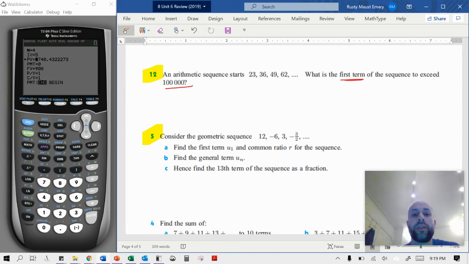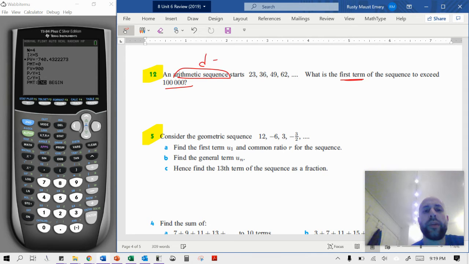But let's first start with what we know. If it's arithmetic, that means there's a common difference. And common difference being if I take 36 minus 23, that should be the same as if I take 49 minus 36, 62 minus 49, so on, which is 13. My initial term is 23.